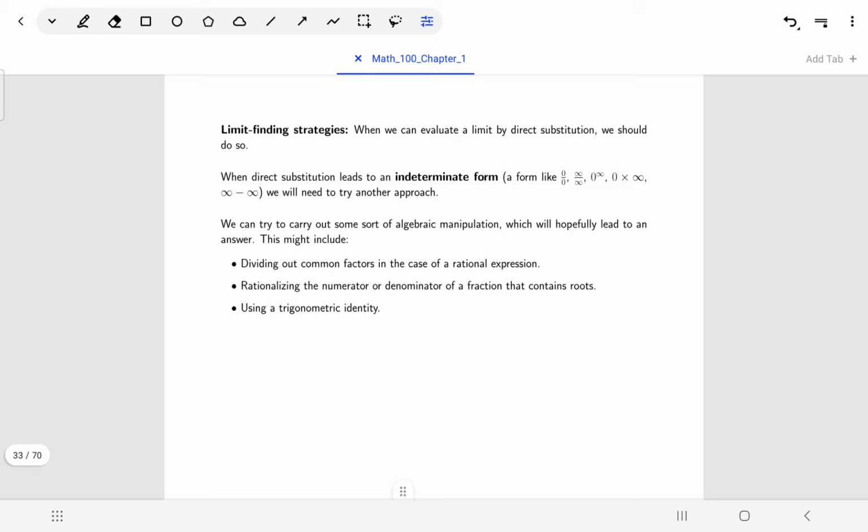Welcome back. In the next part of this lecture, we're now going to put some things together and look at strategies for finding limits for functions. So the one thing we've probably noticed up till now is for lots of functions, if you're looking at a point that's in its domain, you can find limits by direct substitution. So that's always going to be our first limit finding strategy.